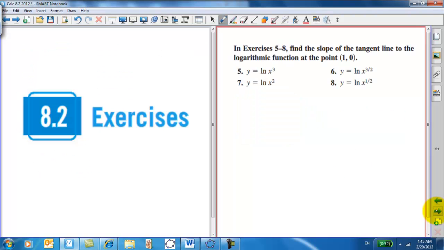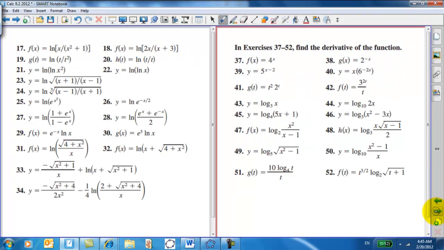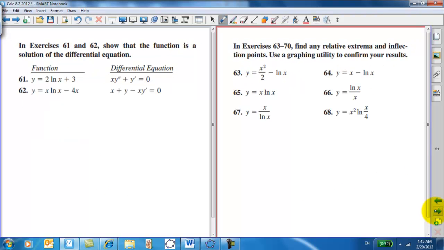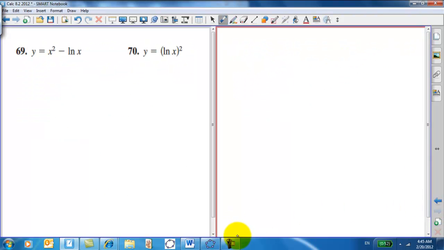Okay? And again, I've limited the exercises to just what you might expect on the test.